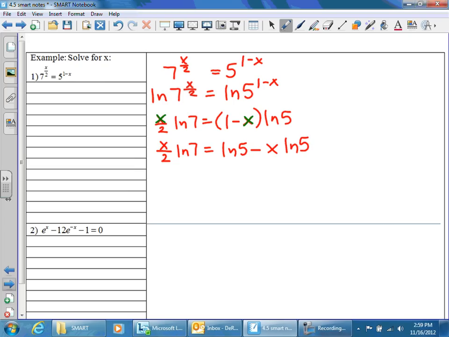And now I can add over x ln of 5. And if you notice, I went ahead and made this part right here into a fraction so I could see what x is multiplied by. So now I get to pull out the x.